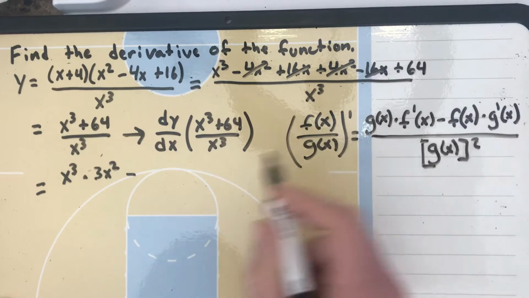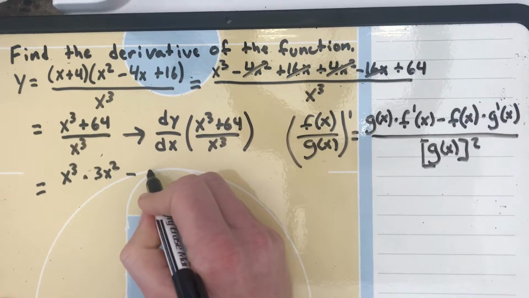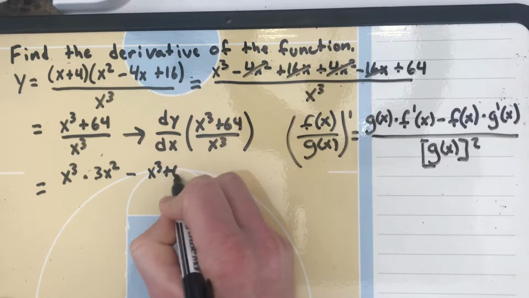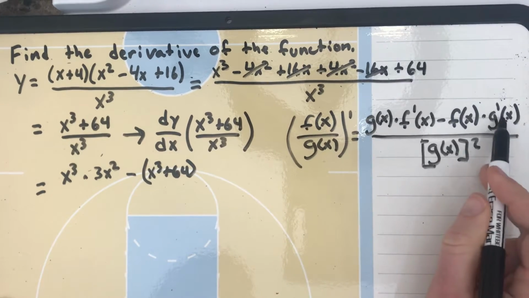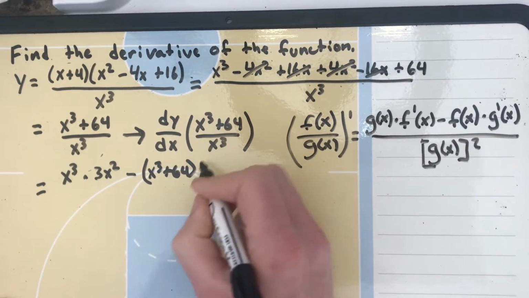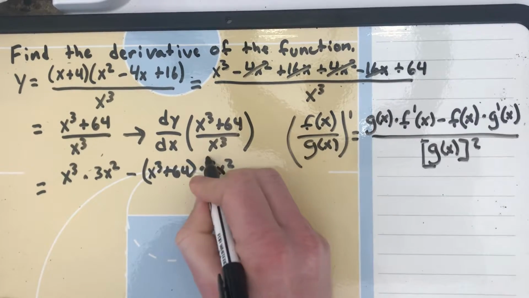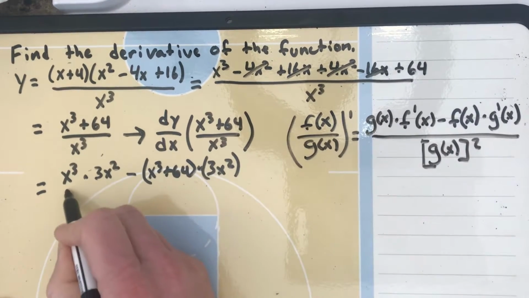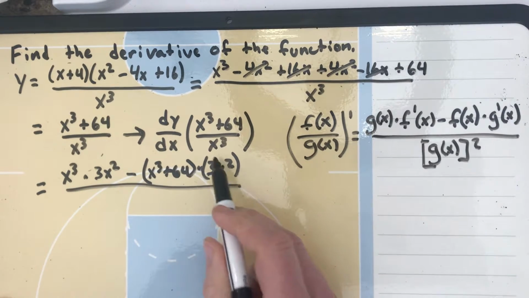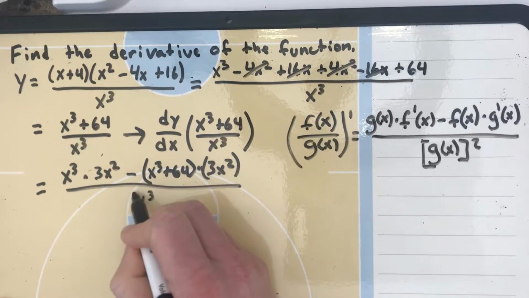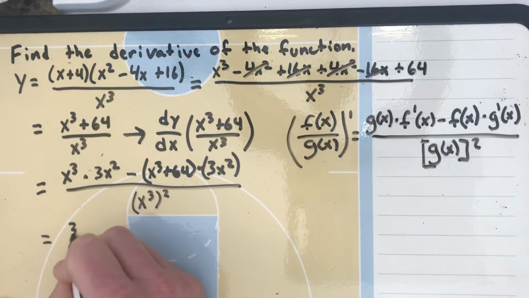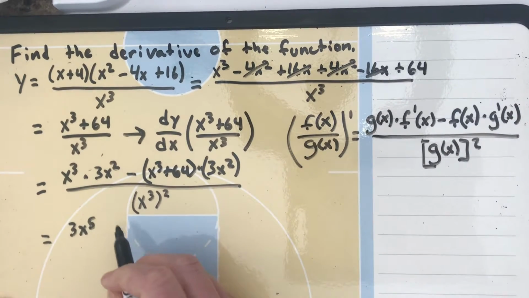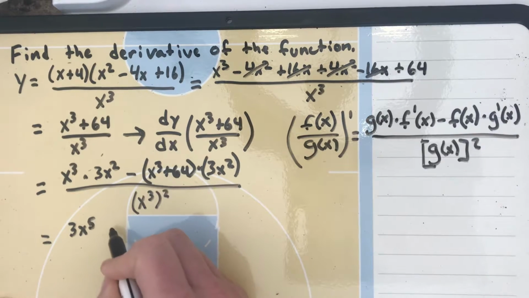Minus f of x, which is the top function, so that's going to be x cubed plus 64. I'll put that in parentheses. And then obviously the derivative of g, if it's x cubed, is going to be times 3x squared. And that's all got to be over g of x squared, which is x cubed squared. So I can simplify that just a little bit, and that's going to give us 3x to the 5th. And then let's distribute that.